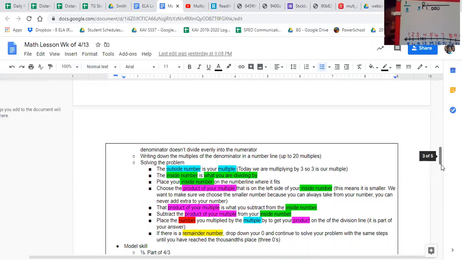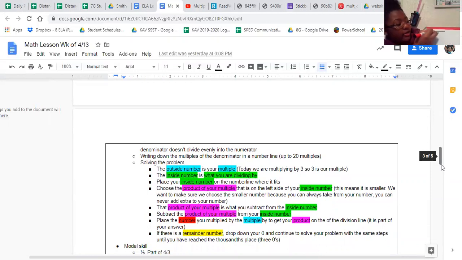When we do it this way, we have to remember that we can't choose the larger number. We only choose the smaller number, because we want to make sure that you remember that you can always take away from a number. You can never add extra to a number. So we can't use 12, but we can use 9. You always go to the left to solve. So we're going to the left. We're choosing 9 and 3.